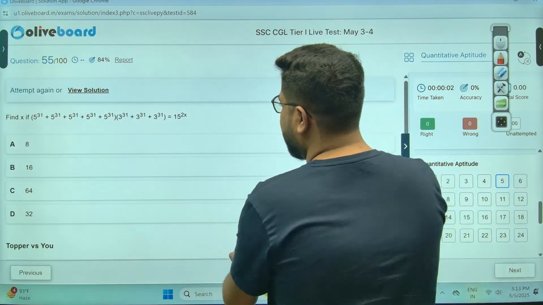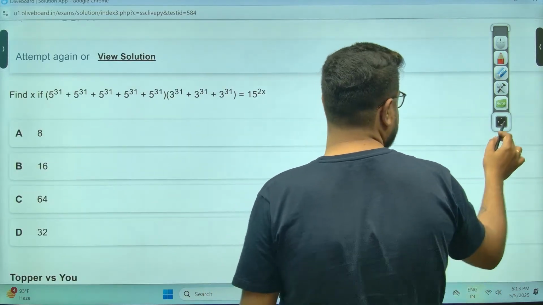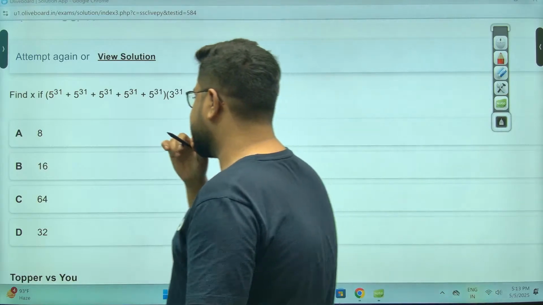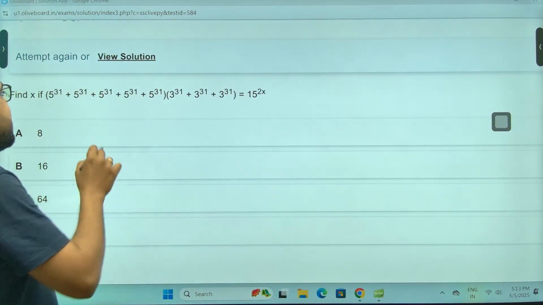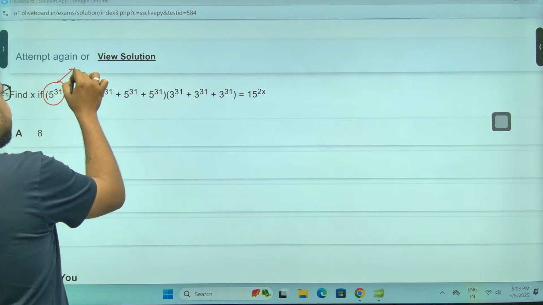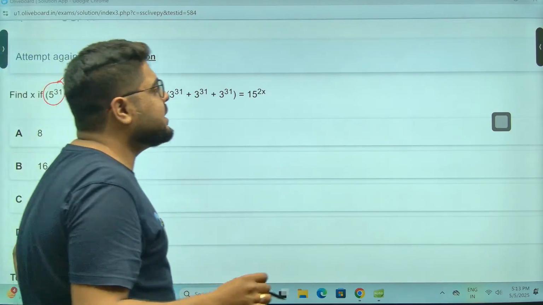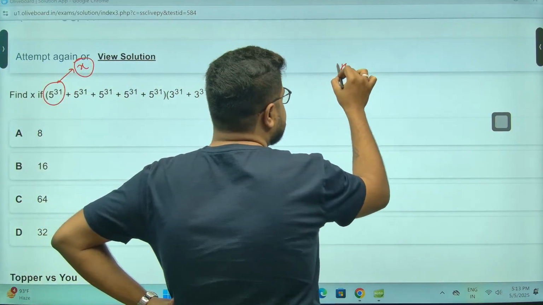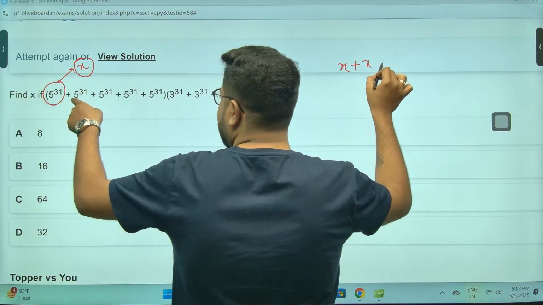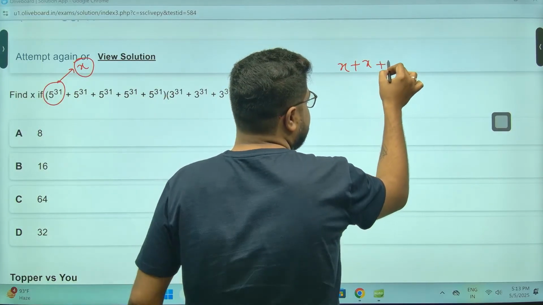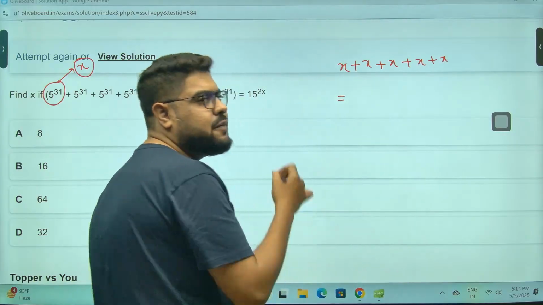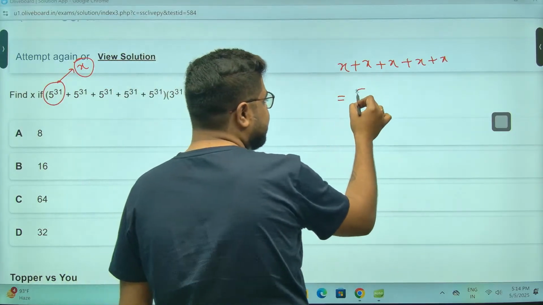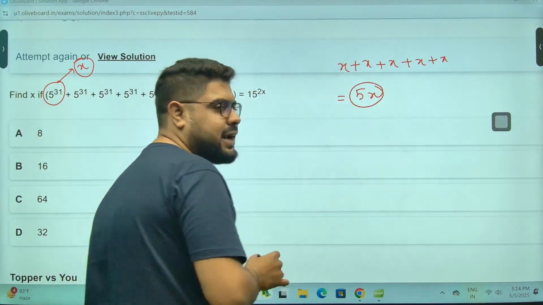Let's move on, sir. What is this, sir? So this is indices. First things first. Just for understanding, sir, if I write x plus x plus x plus x plus x, how many? 1, 2, 3, 4, 5. 5 times. This is what, sir? 5 times x. This is 5x.